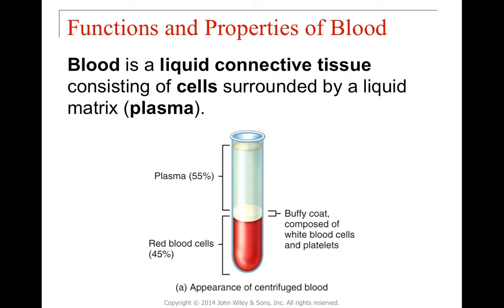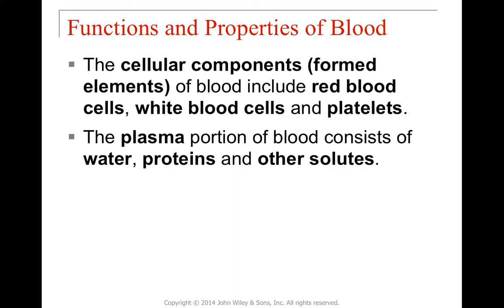The rest of your blood is comprised of cells, which is going to include red blood cells, white blood cells, and platelets. This blood has been centrifuged, which means spun around in a machine that separates things out by density. So what that means is that the red blood cells are going to be the most dense, the white blood cells a little bit less dense, and the plasma, which is just liquid, is going to float on top because it's less dense than the others.